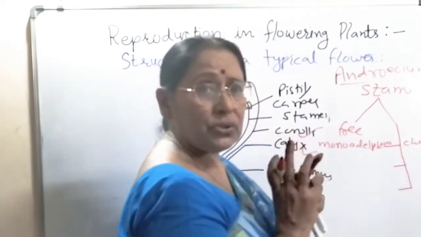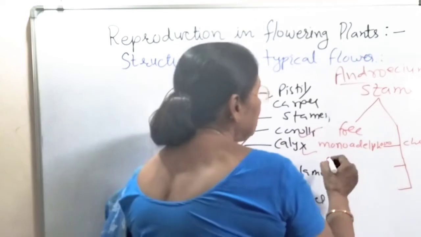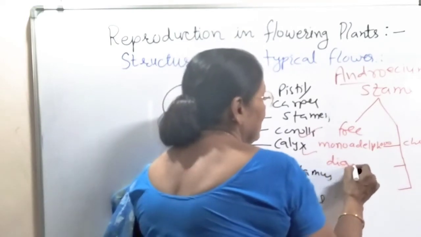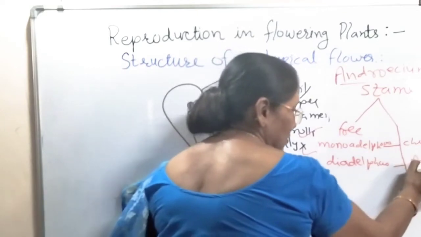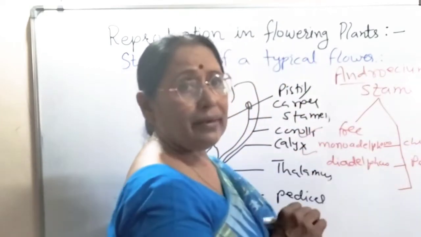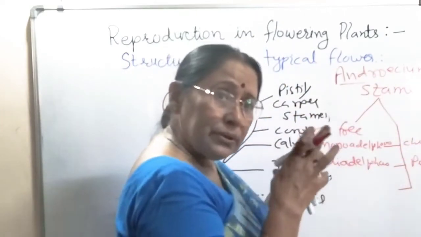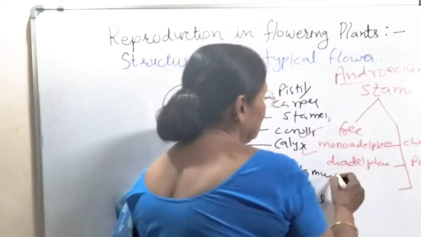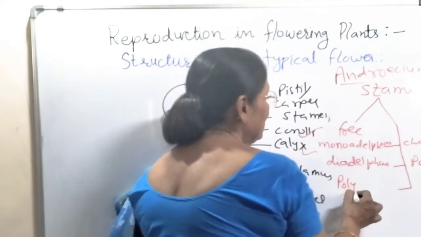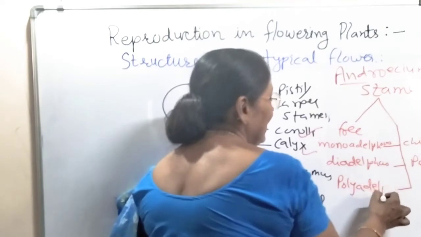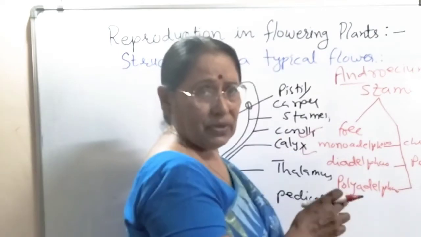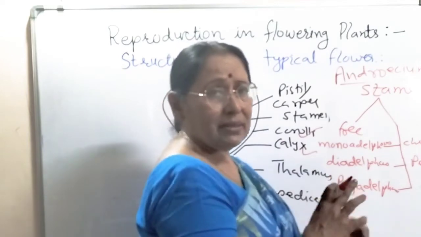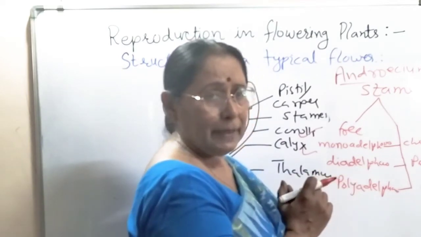Then if it forms two bundles, then mono को हटा दो. It is diadelphous. This is in case of bee. Now, if there are more than two bundles, then di की जगह poly कर दो. This is polyadelphous. As in case of citrus. This was about the number of stamens and accordingly they are bundling together.